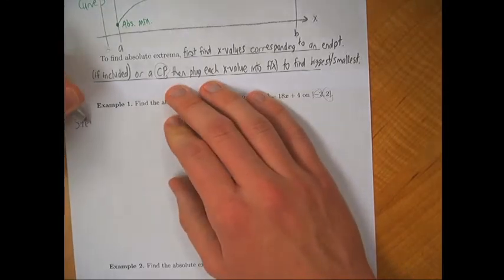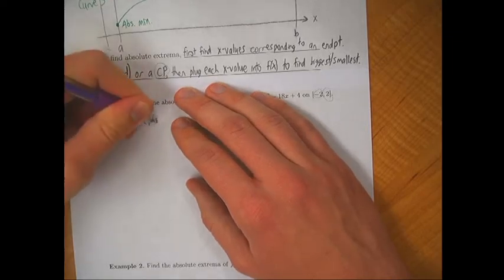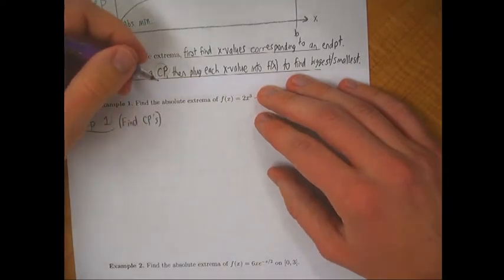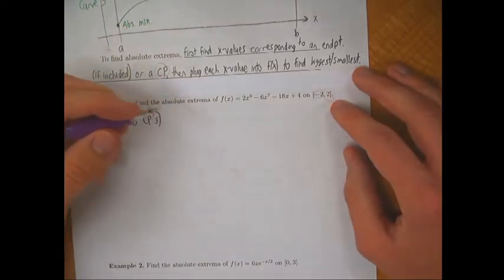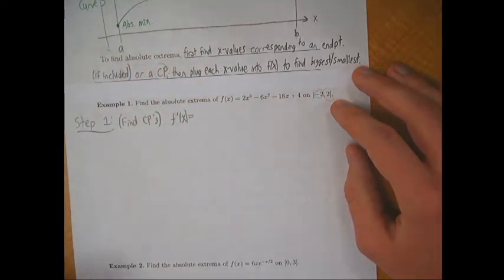So step 1, find critical points. As we've been doing up until this point, it looks like we're going to have to take our derivative to find our critical points. So a quick application of the power rule should tell you that the derivative is what?